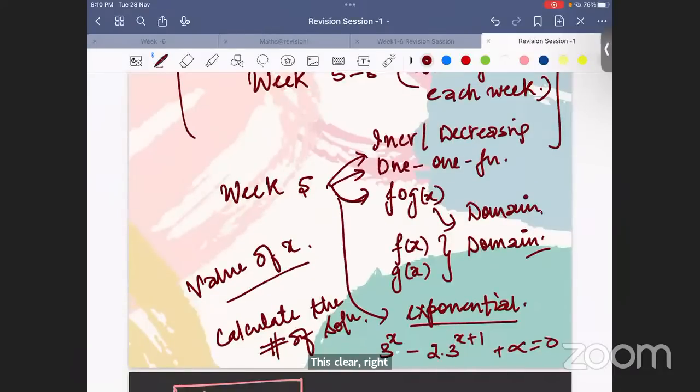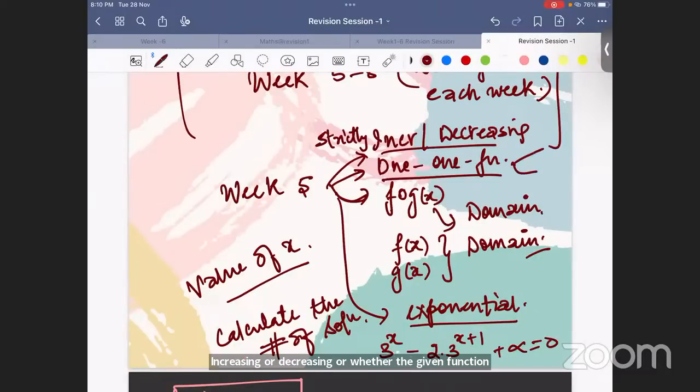So these are the concepts that you should be knowing from week 5. How to know whether the function is strictly increasing or decreasing, or whether the given function is one-one or not. But these functions won't be that difficult. They will be whatever has been discussed in the lecture, for example mod x, or any exponential function or log function. There won't be any difficult function. Whatever has been discussed will be there in the questions.